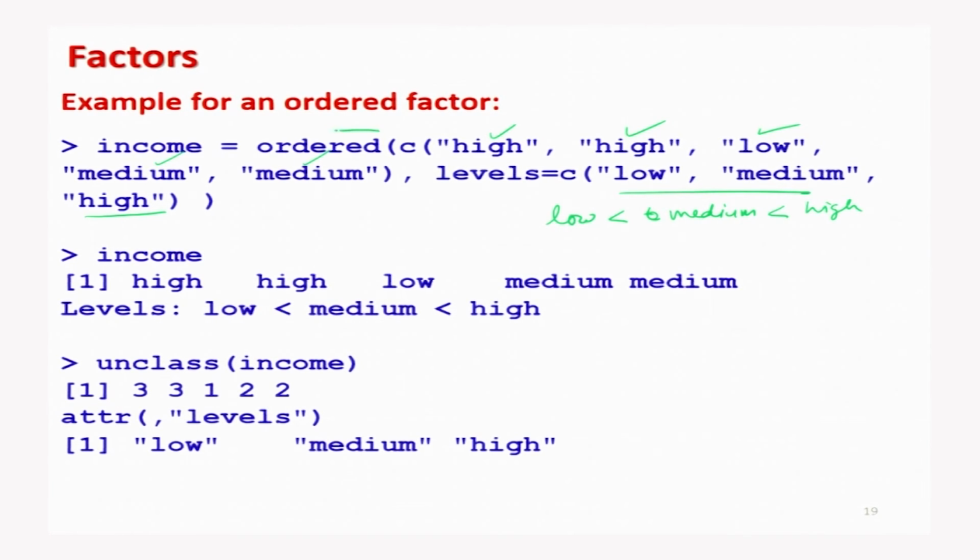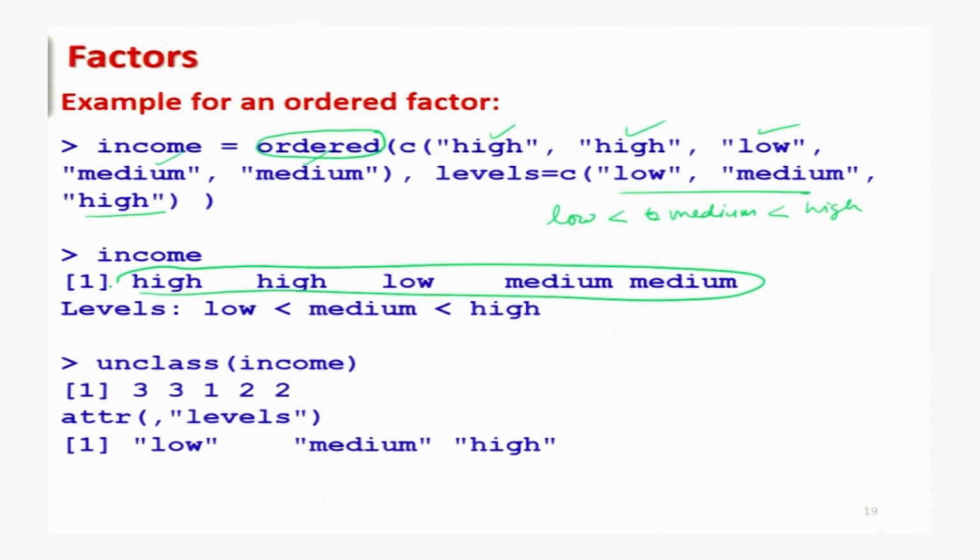So you use the command ordered, ORDERED. In this case the same process that happens under the factor command also happens here, but your labels are going to be ordered. You can see the data comes out the same as high, high, low, medium, medium, but the labels are shown like this: low less than medium less than high.